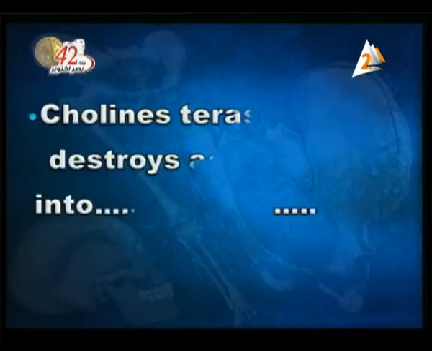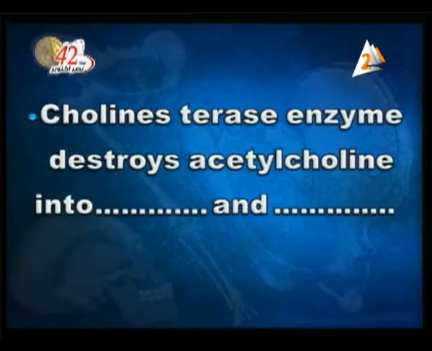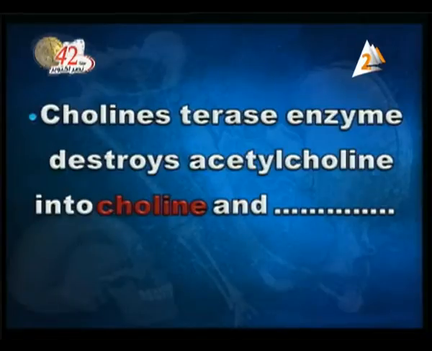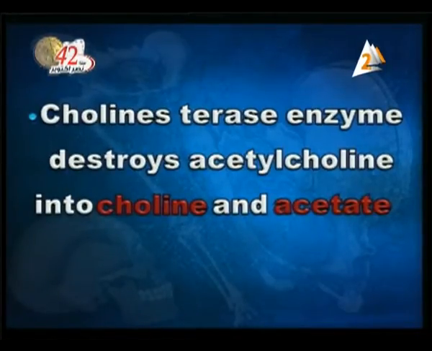Next, cholinesterase enzyme destroys acetylcholine into space and space. Let's remember together. Cholinesterase enzyme destroys acetylcholine into what and what? Yeah, you are right. Cholinesterase enzyme destroys acetylcholine into choline and acetate.